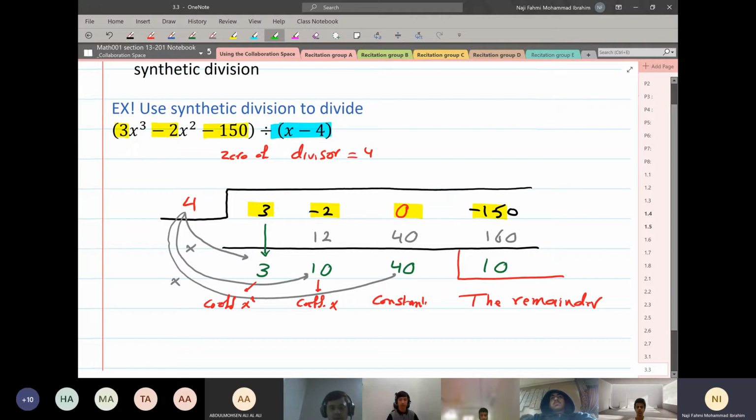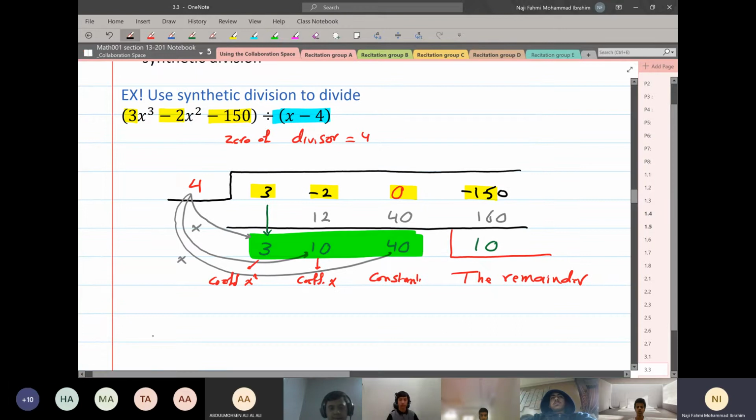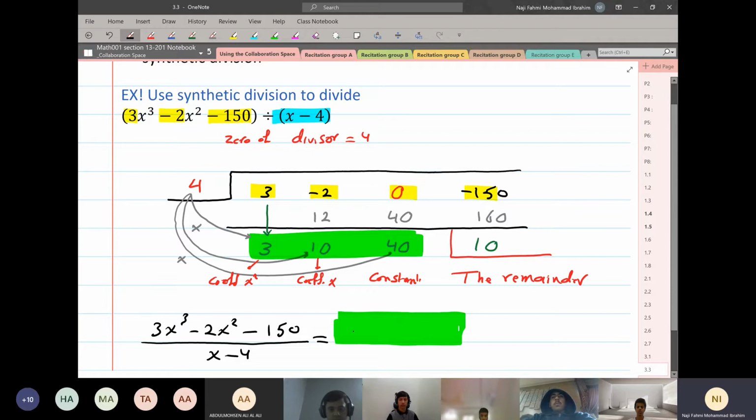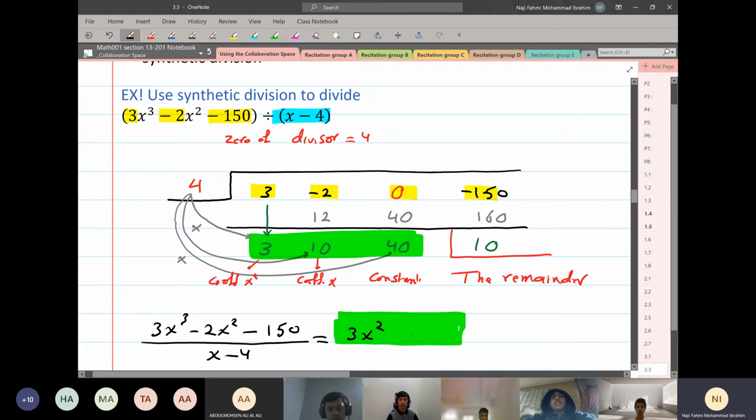So how do I write my answer? I will say 3x to the power 3 minus 2x squared minus 150 divided by x minus 4 is equal to what? What was the quotient? This was 3x squared plus 10x plus 40.